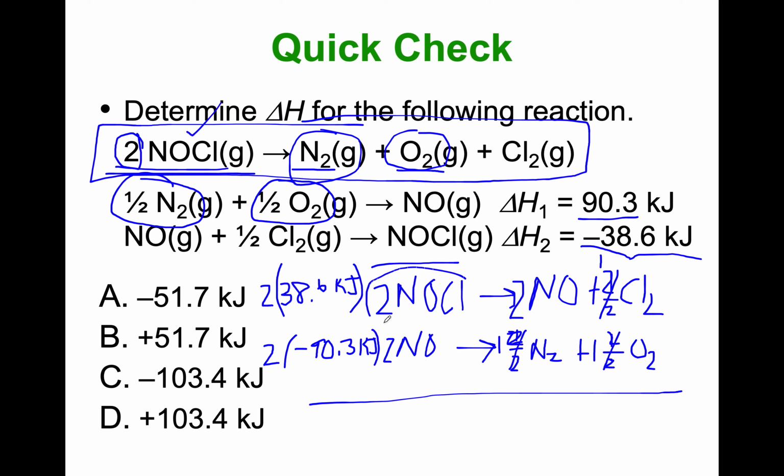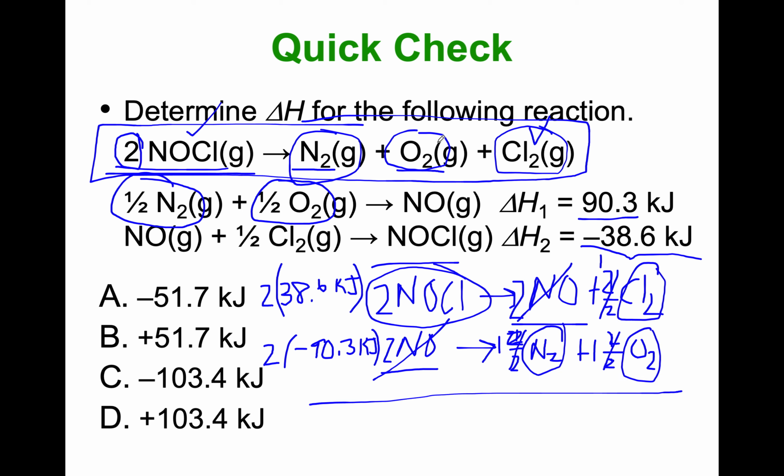So that looks good. Wait a minute, I got 2 NO here. How does that help me? Because it's not in the following. Double check though, you've got 2 NO on the right of the arrow, you've got 2 NO on the left of the arrow. That cancels. Okay, then you can see there's 1 chlorine over here. Got that one, check. There's 1 nitrogen, 1 oxygen.